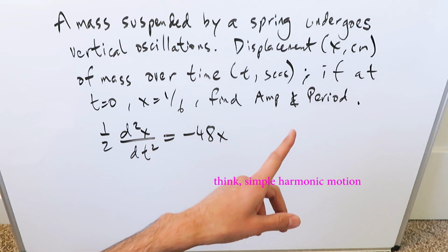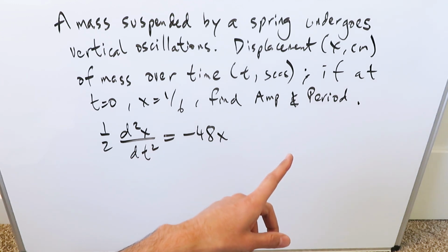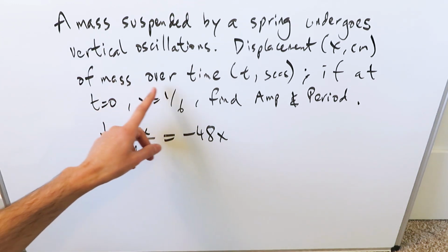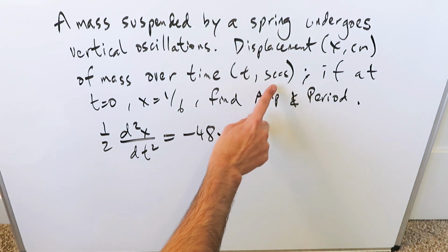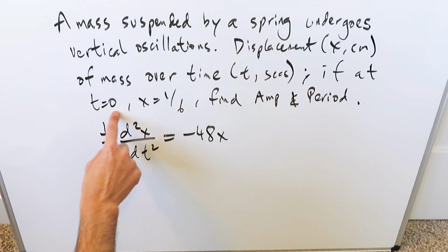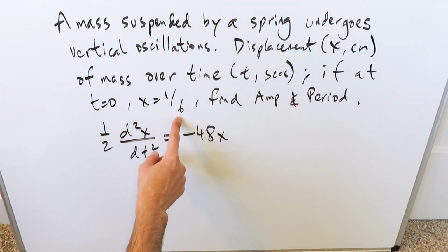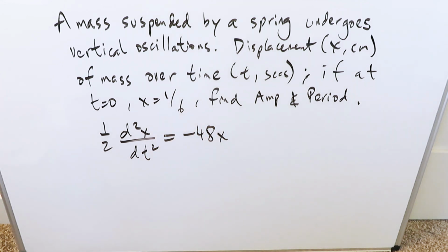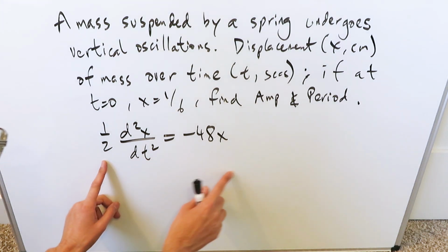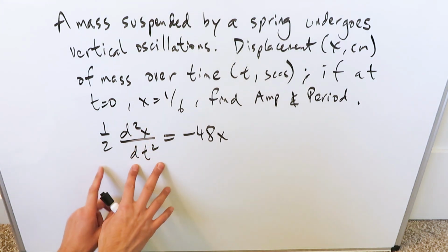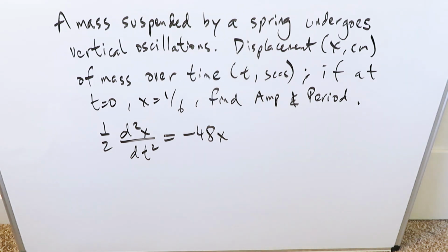The displacement is your x variable, given in terms of centimeters, of that mass over time, your t variable in seconds. If at time t equals 0 seconds, we have a displacement of 1/6 centimeters, we have to find the amplitude and we have to find the period. And this right here is our starting information. We have a second order differential equation, half d square x divided by dt square is equal to minus 48x.